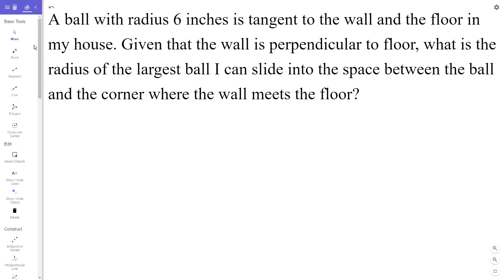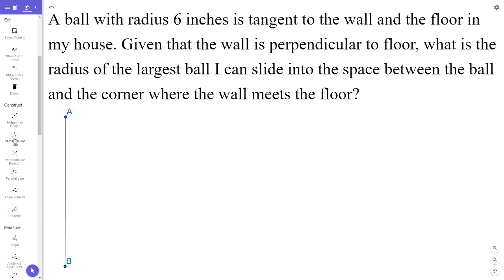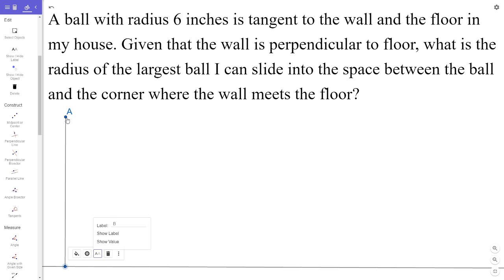We know there's a wall on the floor, so let's start simply by making our wall. And then, let's see, a perpendicular line, which will represent the floor. I don't think we need to even label these points. Alright, so we have the wall and the floor, and we have some sort of ball tangent to the wall and the floor, which means that this ball is touching the floor at one point, and it's going to touch the wall at one point. That's what tangent means.